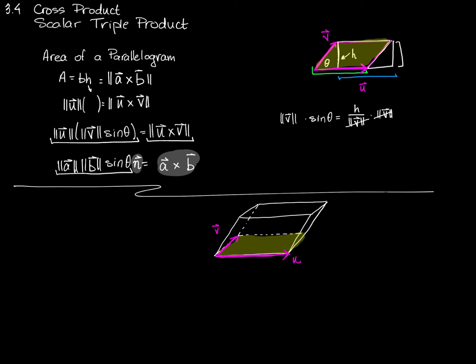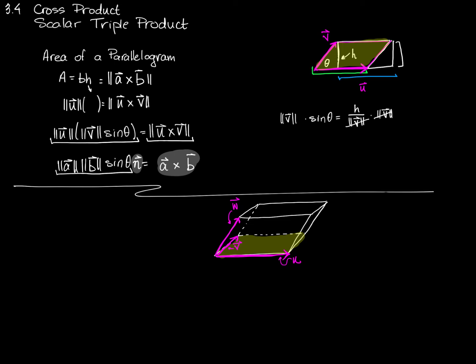But now I also have a third vector in the game. I guess I could call that one W. And I've messed up. I'm going to move the label for V because it's really kind of hard to tell. V is that vector there, W is that vector there, and U is that vector there.